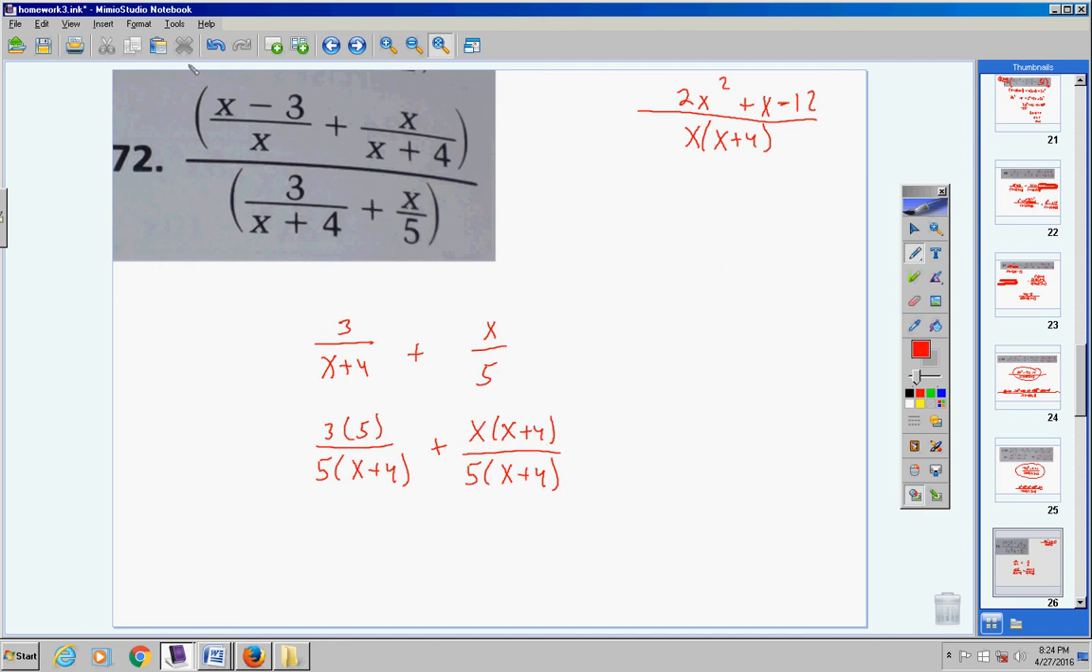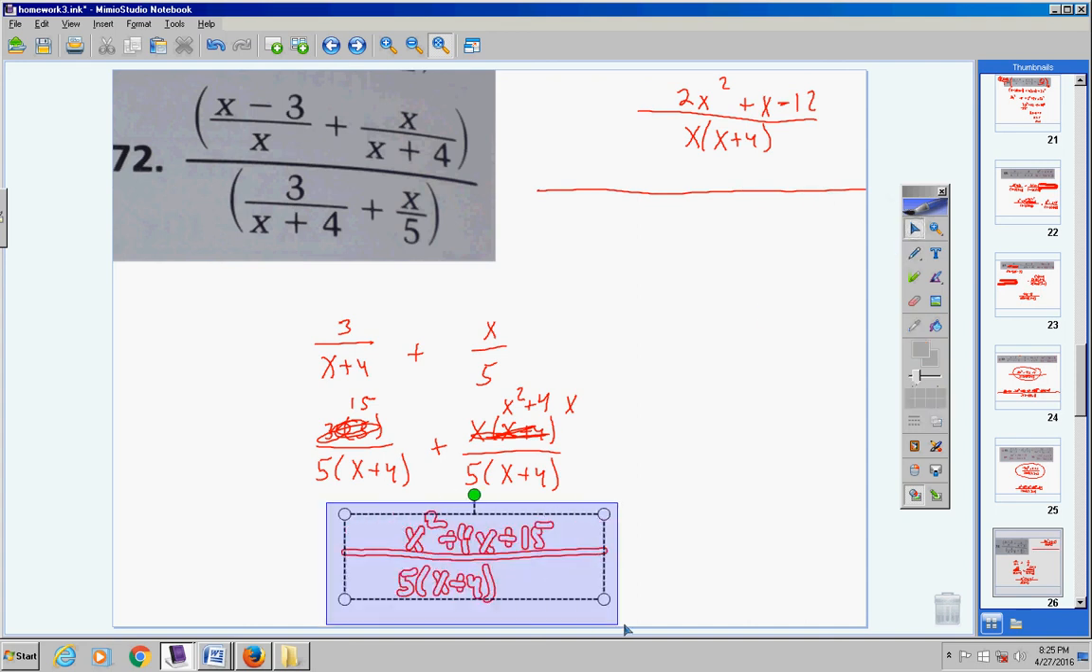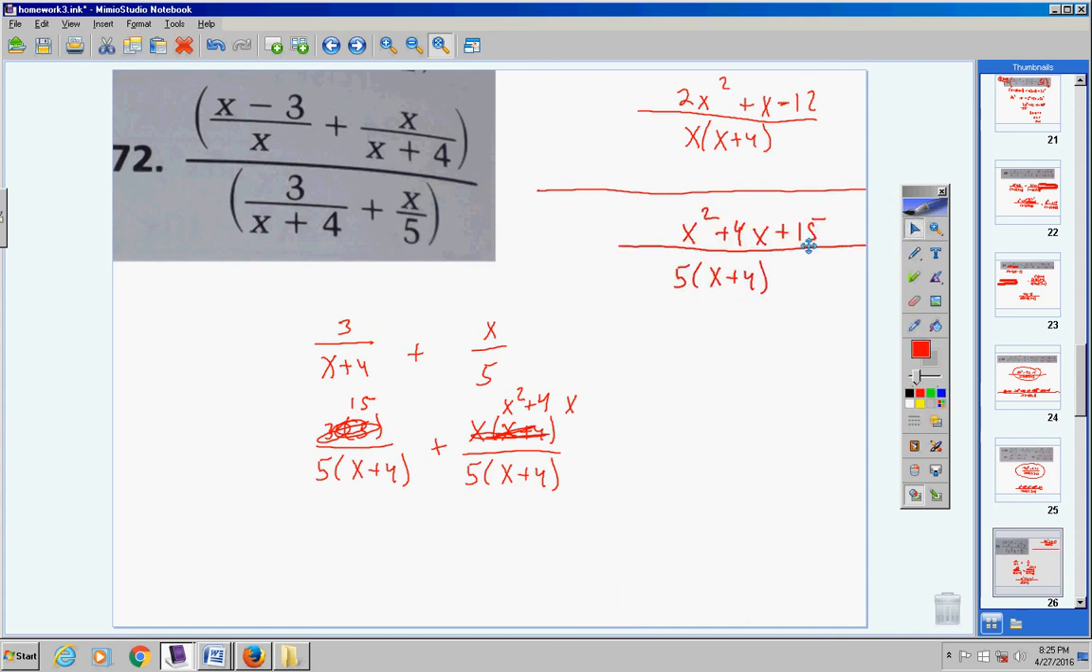So let's combine our two fractions. First of all, 3 times 5 is 15. Over here, x times x is x squared. x times 4 is 4x. So I end up with x squared, positive 4x, positive 15. So that's going to be, put a really big fraction bar here, that's going to be in the bottom, like this, alright?